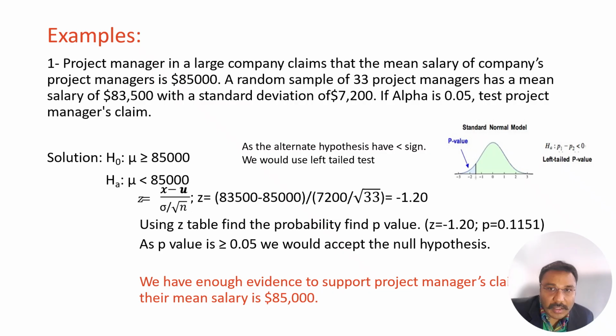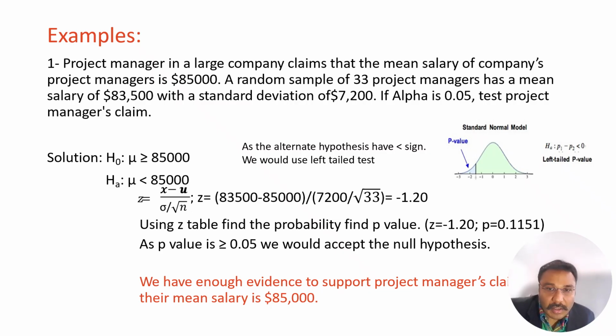So what is the null hypothesis here? The null hypothesis is that the mean, mu, is greater than or equal to $85,000. For the alternate hypothesis, we have to check if the mean is less than $85,000, which is either $83,500 or less. So how do we calculate z? The formula is z equals x-bar minus mu divided by the standard deviation divided by the square root of n.